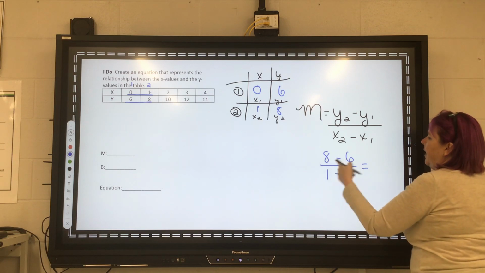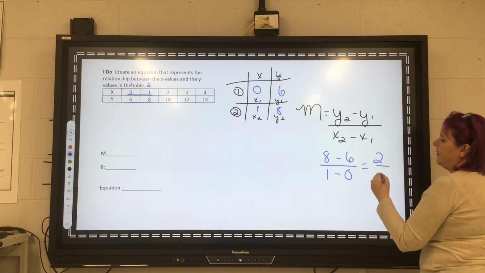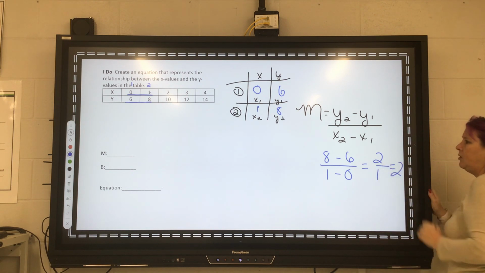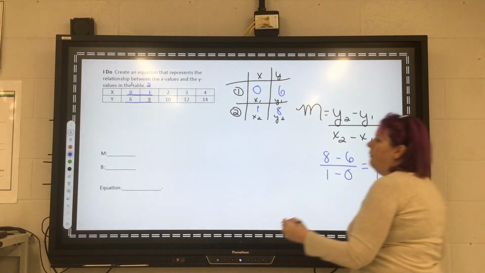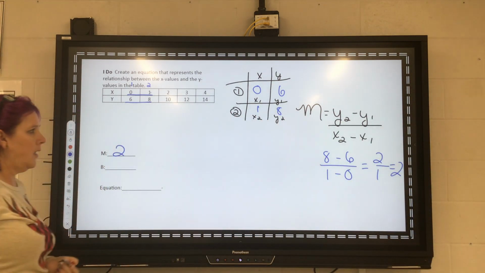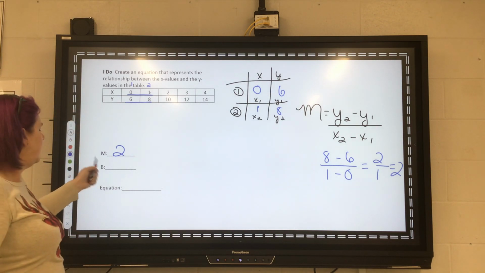And so 8 minus 6 is 2. 1 minus 0 is 1. This reduces down to 2. So m equals 2. Okay, that finds m. Now we have to find b.